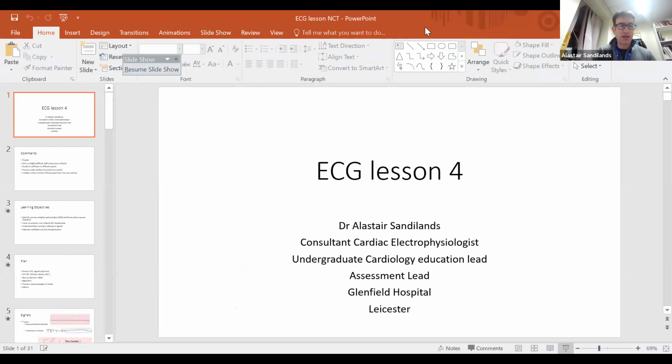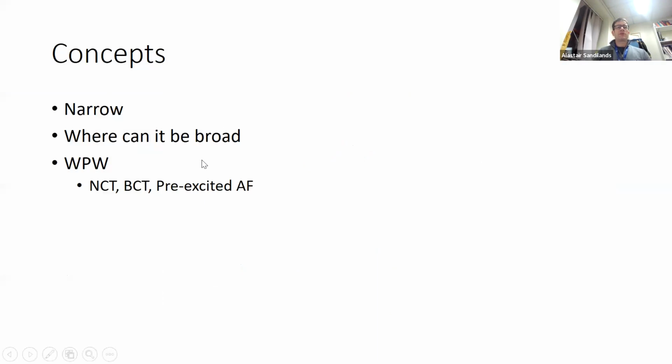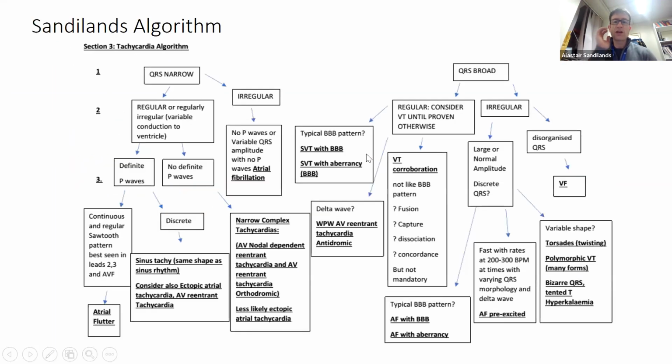We'll just go back to the lecture. Here we go. Okay, so we've gone through some concepts, narrow. We've talked about Wolff-Parkinson-White, where it can be a narrow complex tachycardia. So let's just look at some examples now. So first of all, concentrate now on the left-hand side, which are tachycardias that are narrow.